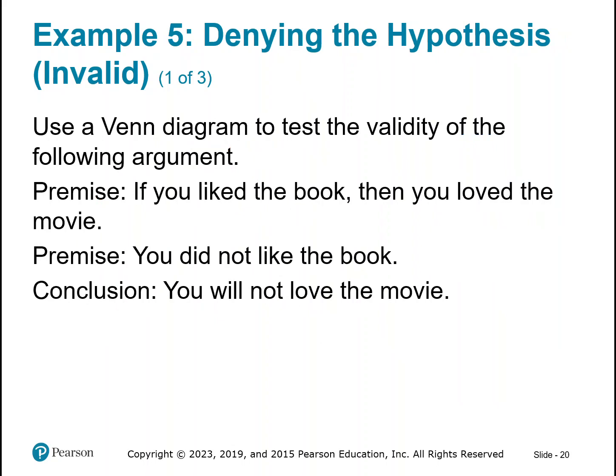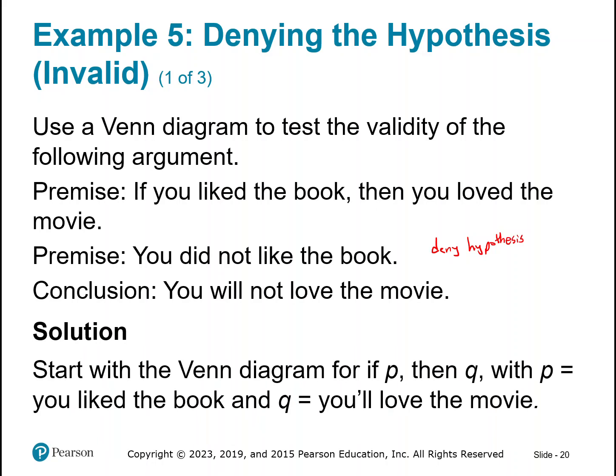All right. More Venn diagrams. Validity of the following argument. If you liked the book, then you loved the movie. You did not like the book. So this is denying the hypothesis. Conclusion, you will not love the movie.